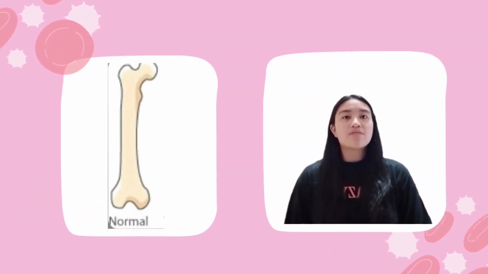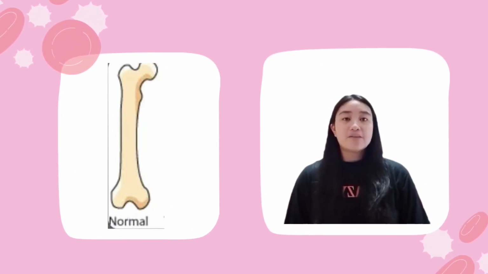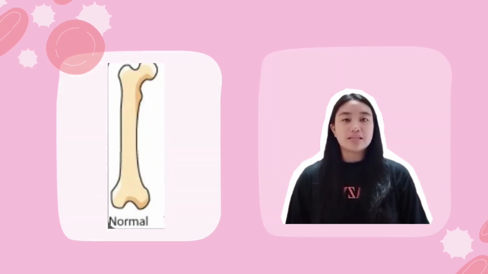As you can see on the screen, we have 9 classifications of bone fractures. First, we have the normal. And as you all know, normal means it does not have any breaks nor cracks in it.